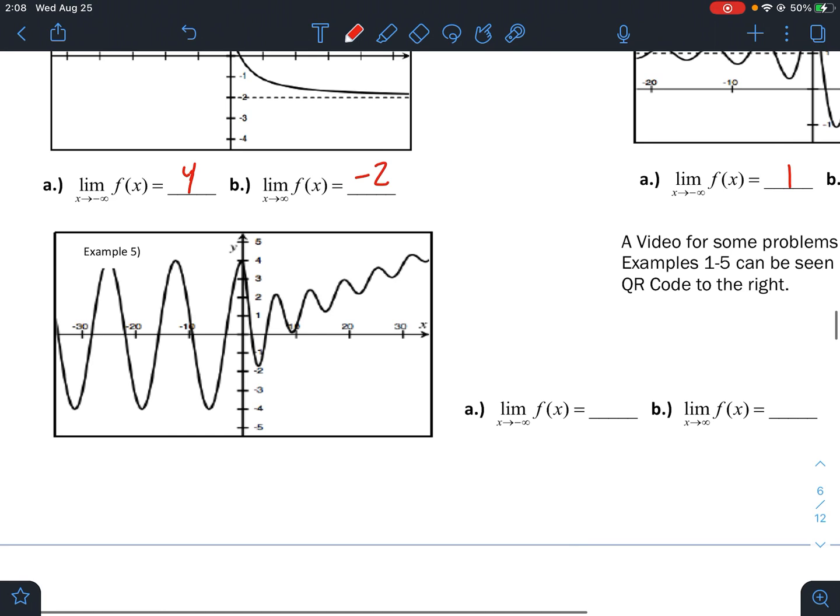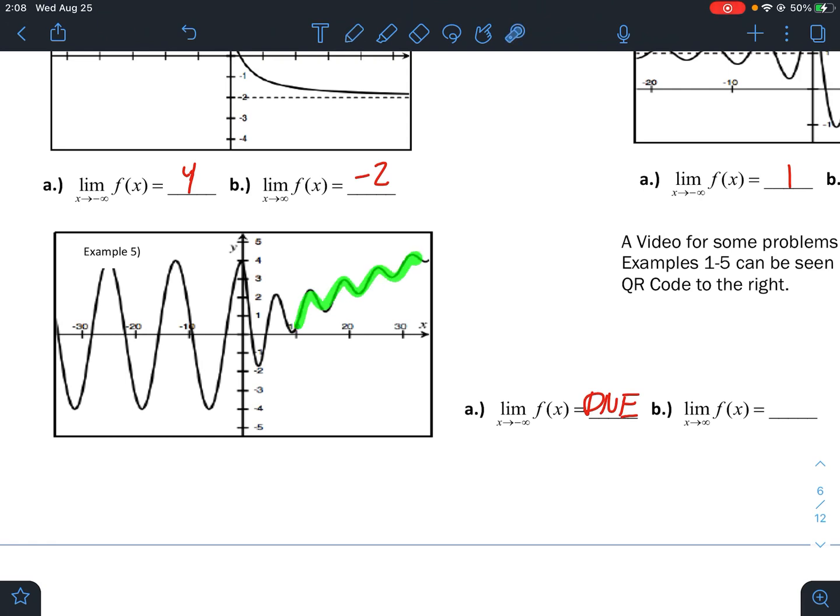And our last one, example 5, it does not look like it's converging towards any number. It's going back and forth from negative 4 to positive 4 over and over again. So we would say that limit does not exist. There's no horizontal asymptote in the graph, and there's no end behavior of positive or negative infinity.